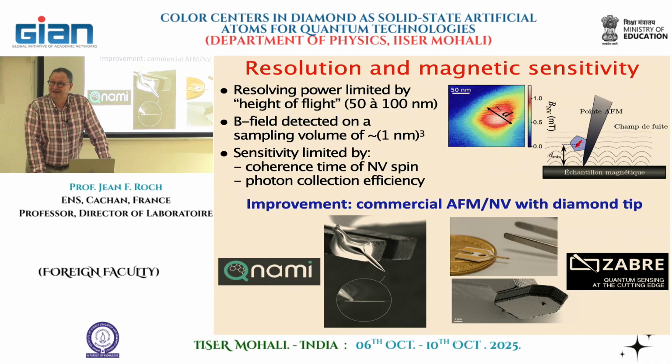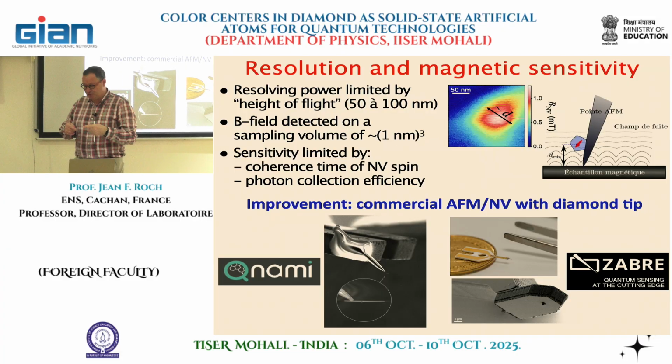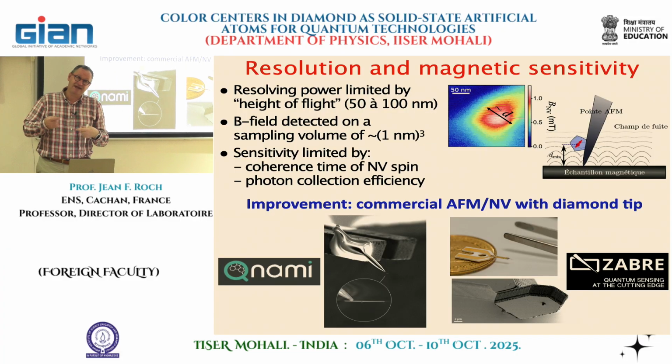Yes? How many NV centers are in the tip? You do it with only one NV center. Now there have been chips produced with two NVs, with the idea of implementing gradiometry, because sometimes it's very interesting to have the gradient of the magnetic field. With two NVs, you can have a signal that will produce the gradient. But basically, it's one NV.